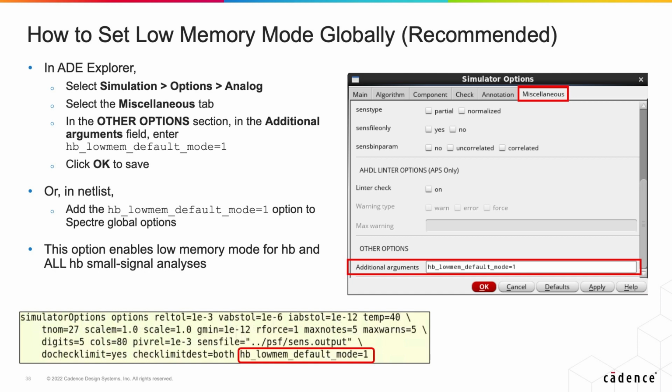Here this is how you select it in ADE Explorer, and I'm hoping you will go to Explorer and Assembler, because that's the only way you can access Spectre X for RF or for anything or transient. So, simulator, options, analog, and then you go to miscellaneous. Here in the additional arguments, you can say HB low mem default 1. Then, if you want to make sure that your request was actually taken, you go into the netlist and it will show in the spectre.out. You'll see HB low mem default mode equals 1.